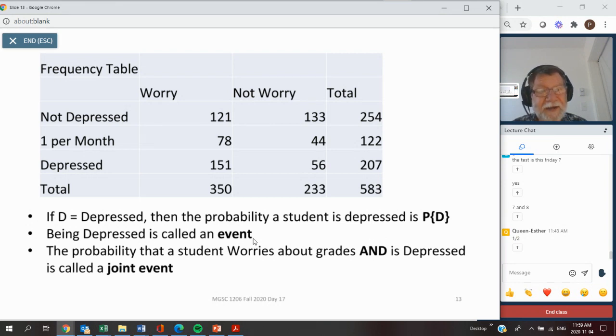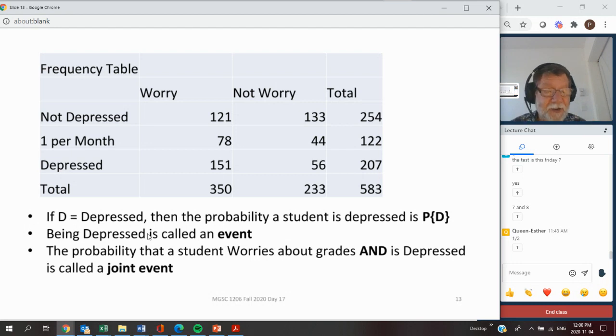We talk of an event happening, and this is a common piece of language, the chance of an event occurring. And so what's the event? The event is randomly selecting a student who's depressed. Okay, so depressed is that event. If I asked what's the chance that a randomly selected student worries about their grades and is depressed, that's two things. It's a combination. We call that a joint event because it involves multiple things.